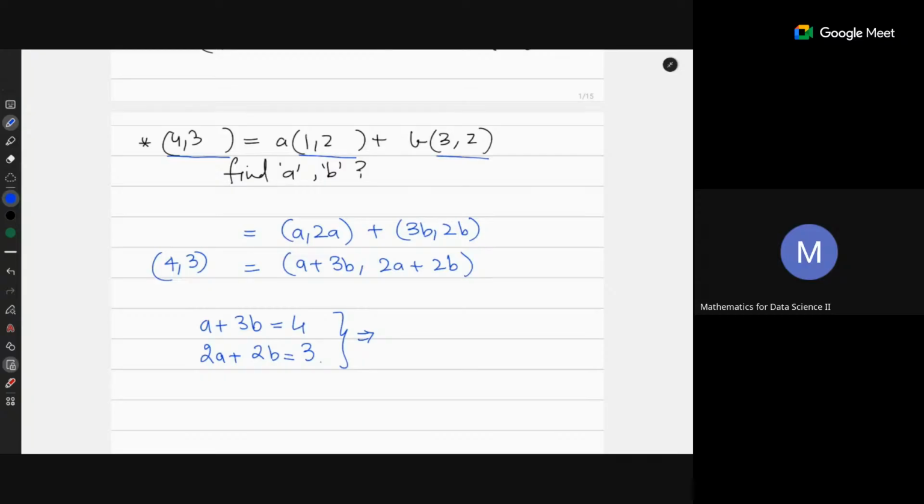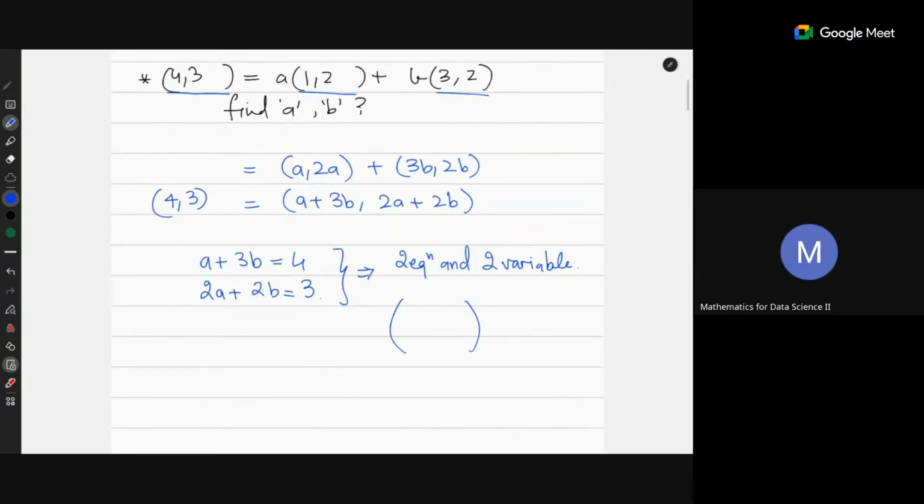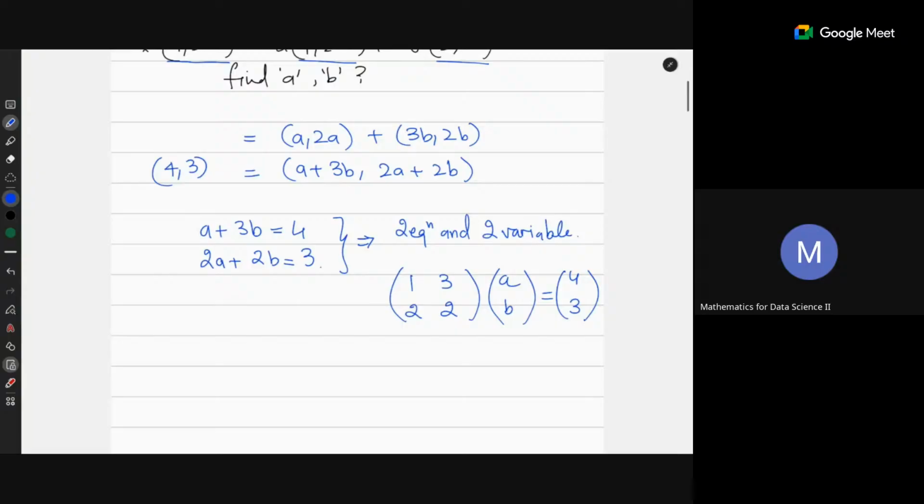We have also discussed some ways to solve a system of linear equations, right? In this case it has two equations and two variables. And what is the coefficient matrix corresponding to it? It is [1, 3; 2, 2], right? And the variables are A, B, and the right hand column will be 4, 3. This is what we have already discussed. So this is your coefficient matrix.